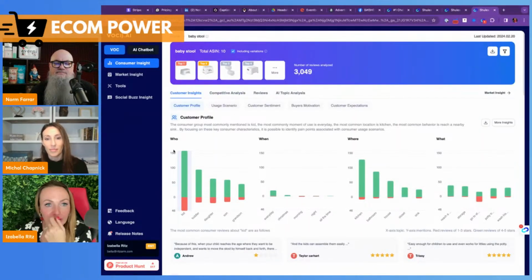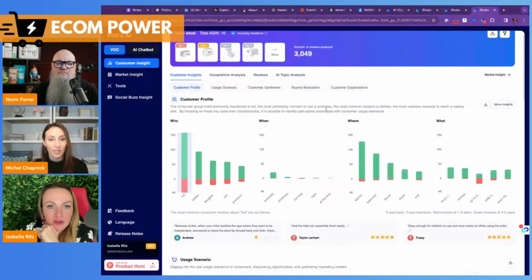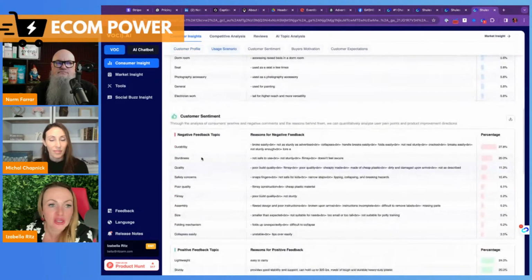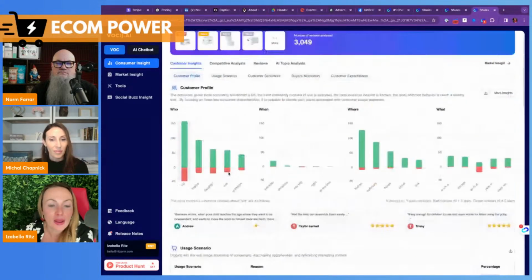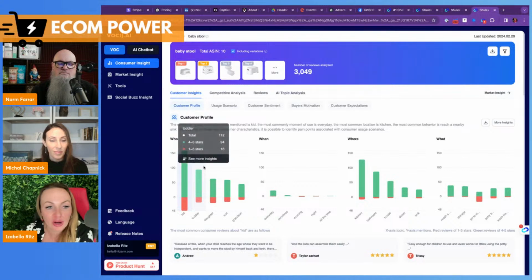I just pulled up a very random product. I think it's a baby stool, where kids can reach stuff, or when they're doing homework. That is very helpful for their feet to rest on. And when we're reviewing, for example, the feedback from the customers, we have several sections here. We have the customer profile, usage scenario, customer sentiment, buyer's motivation, and customer expectations. The customer profile is a very important part, where we can understand who is actually using this product the most.